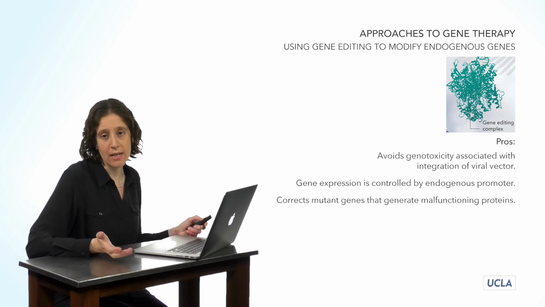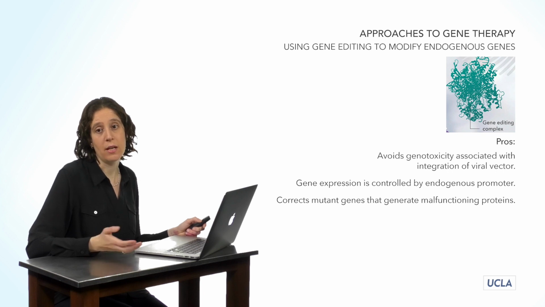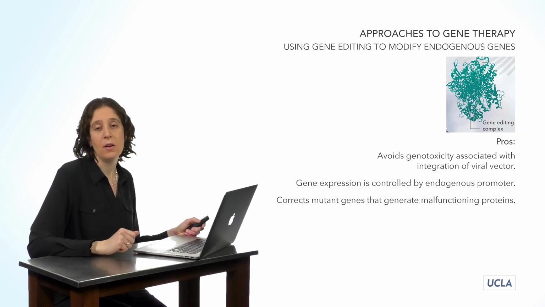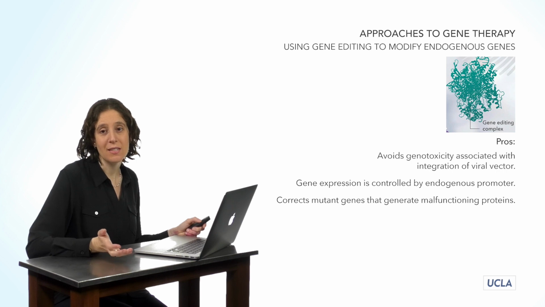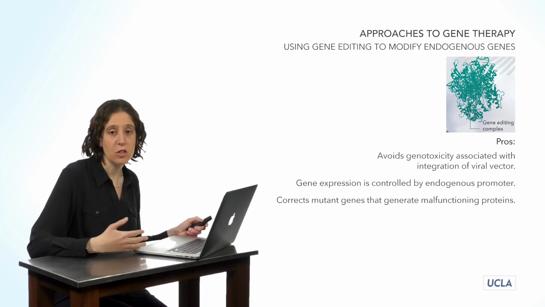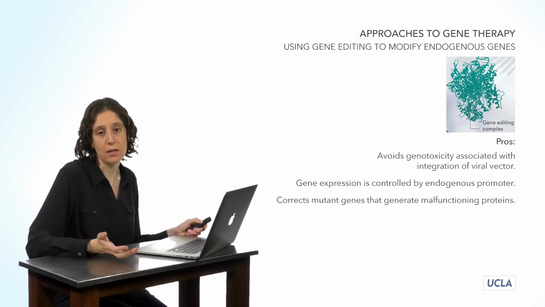Also, you can use gene editing to correct mutant genes that generate malfunctioning proteins. You can't do this with gene addition, since even if you add a wild-type copy of the gene, the malfunctioning protein will still be there. But if you use gene replacement, you can correct the endogenous gene so you can eliminate the malfunctioning protein. So that's a major advantage of gene editing.